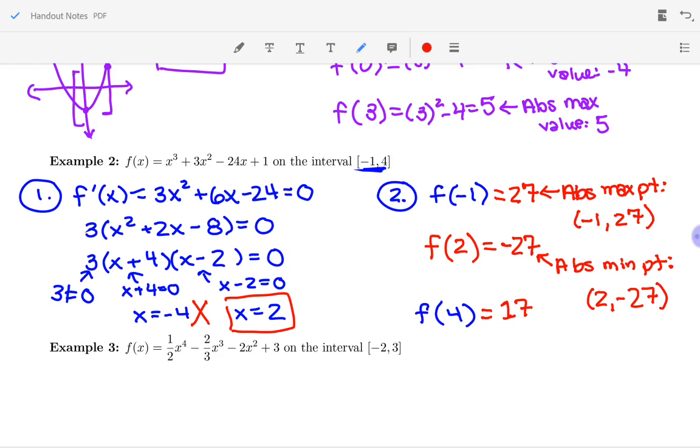So see if you can do the same thing with the next one. Take the derivative, set it equals 0. You're going to have to factor that one. And then see if you can figure out what the critical numbers are and what's in the interval and what's not.